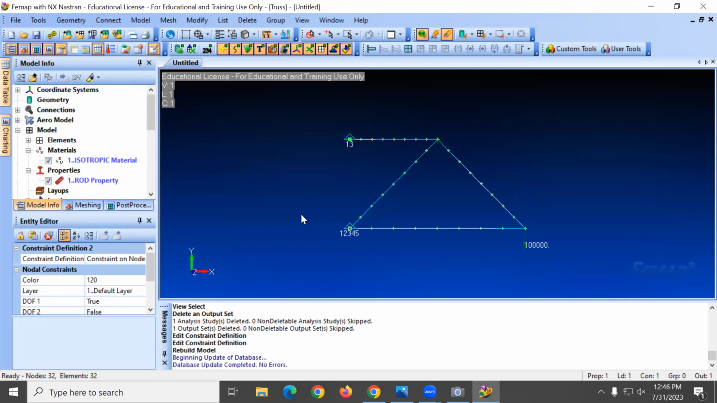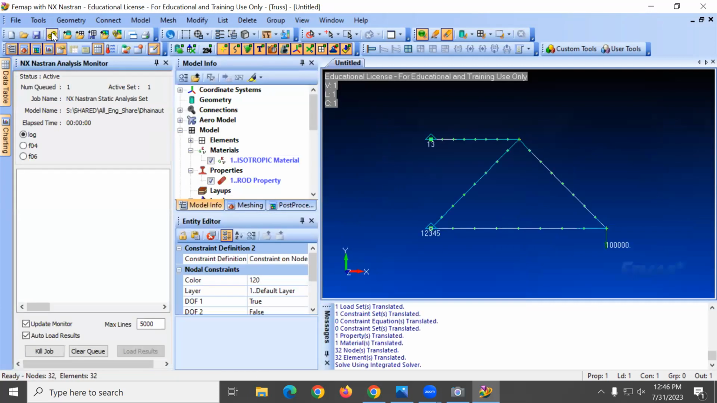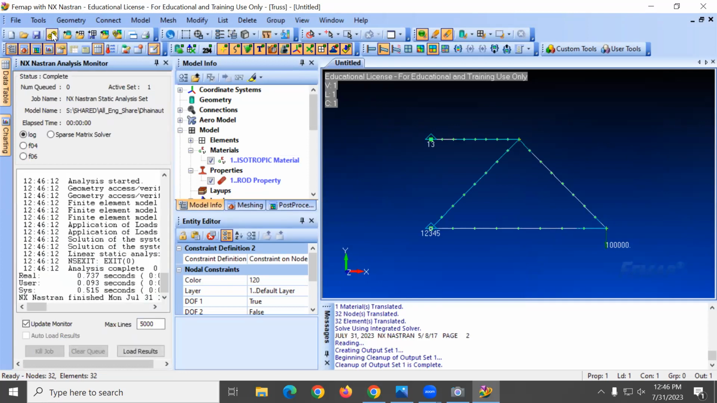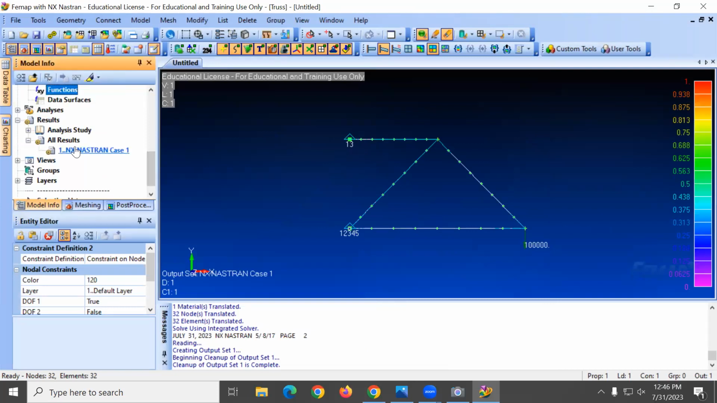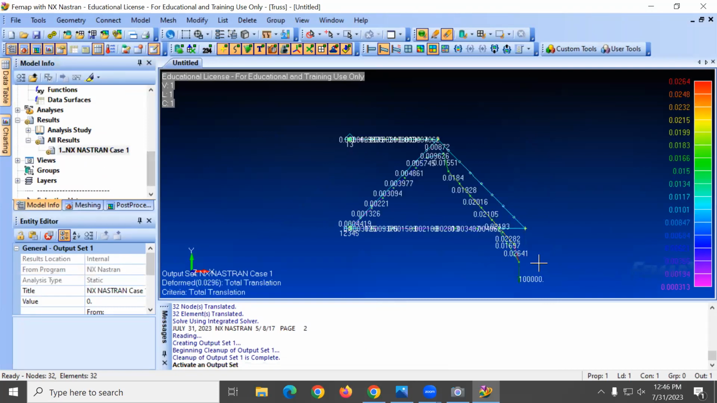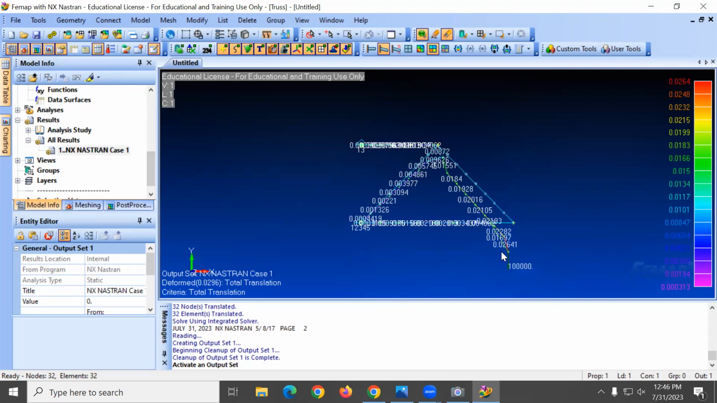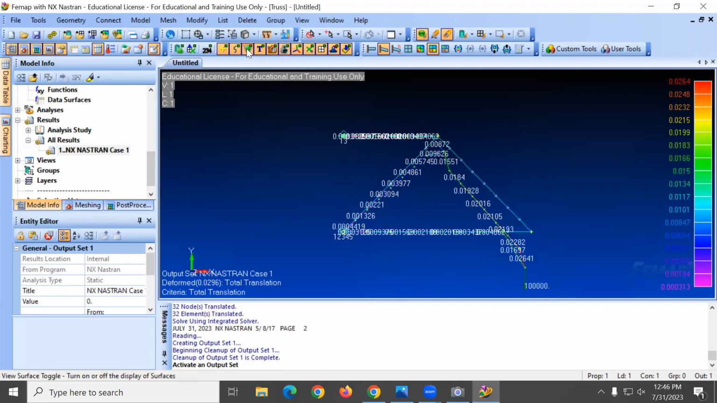Well, I understand what you're saying. So let's see. Okay. This shows the weird deformation here. What can that be? It's like it's not being attached over there.